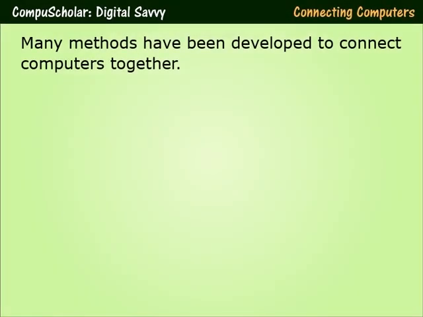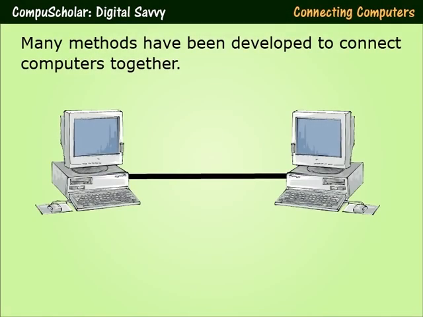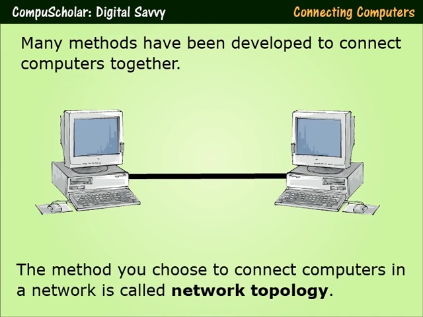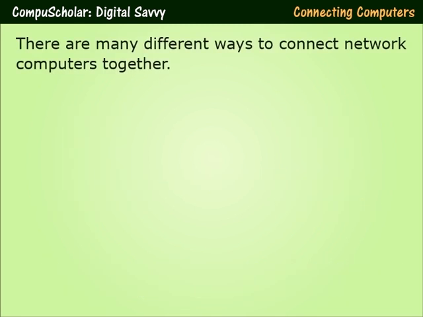Over time, many techniques have been developed for connecting computers together. The way you can connect computers in a network configuration is called network topology. A picture of a network is almost like a map where you can trace connections like roads between computers. There are several common patterns for connecting computers together.